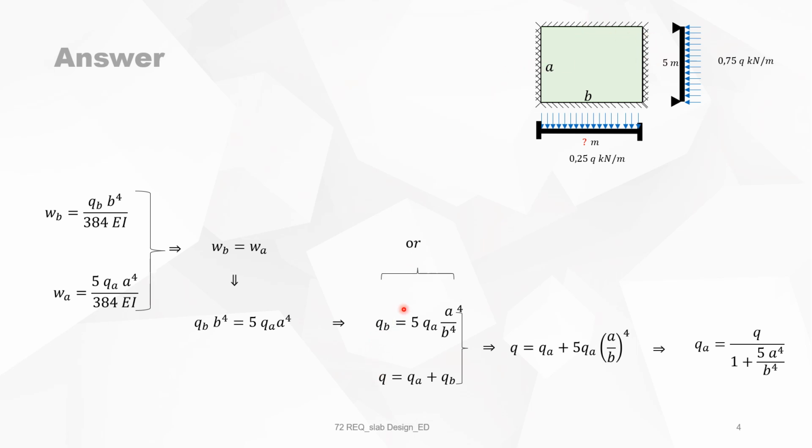We can also work with QA, with the load transfer in the direction of A, which is in this direction. And then we can do the same trick, and we find, of course, the equivalent formula for the load transfer in the direction of B.